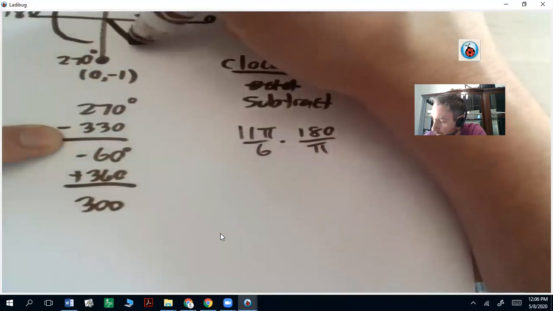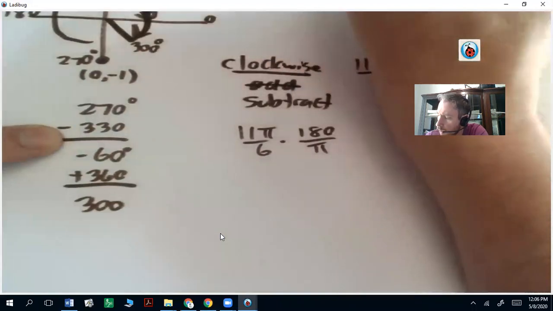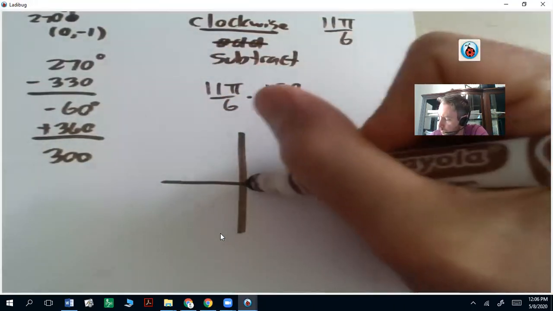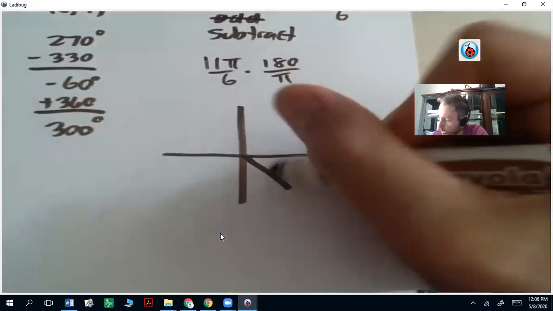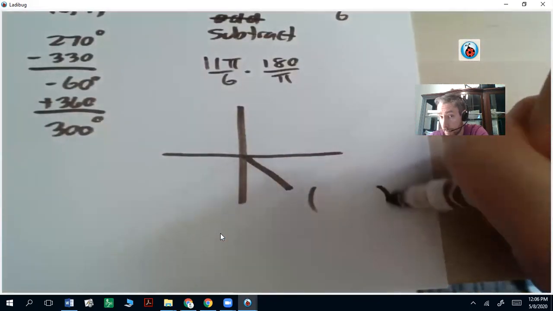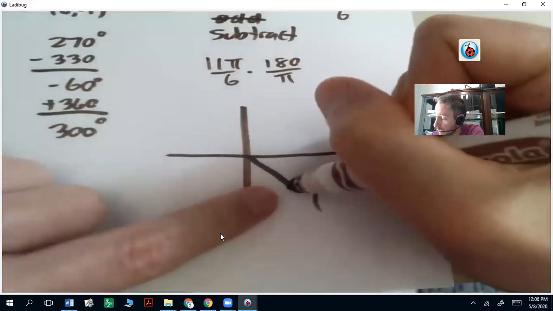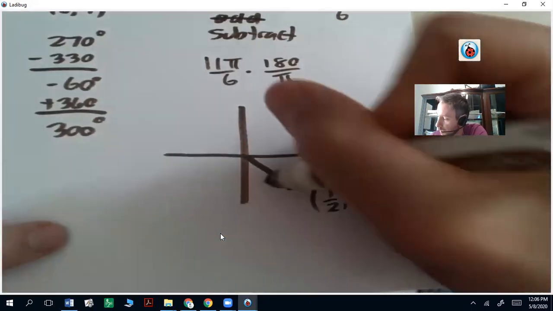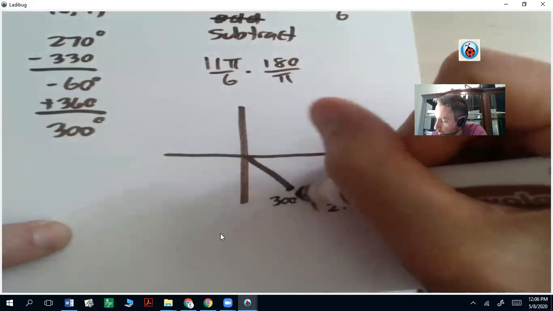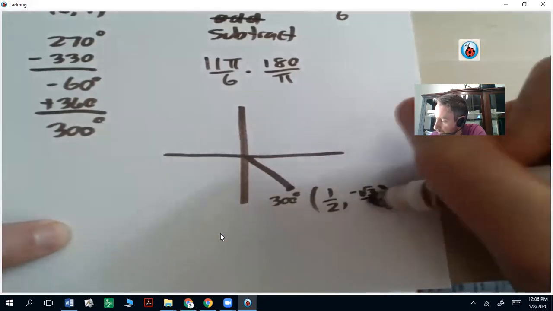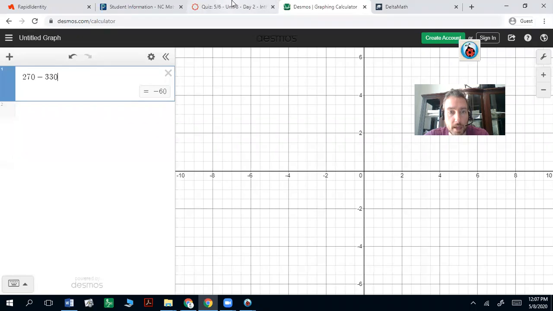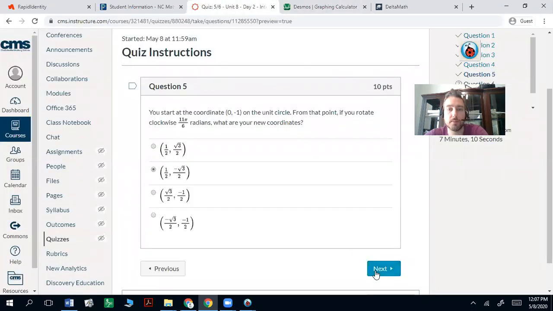It's going to be right here at 300 degrees. So what is that coordinate at 300 degrees? At 300, the x value is going to be positive and the y value is negative. 300 is actually closer here, so the 1/2 is going to come, 1/2 is smaller than the square root of 3 over 2. So that's going to be your first number, and then the negative square root of 3 over 2, because it's below the x-axis, will be your y value. Or you can refer to a unit circle on that, honestly, and get that. So it's 1/2, negative square root of 3 over 2.